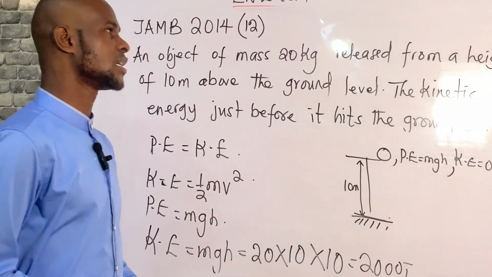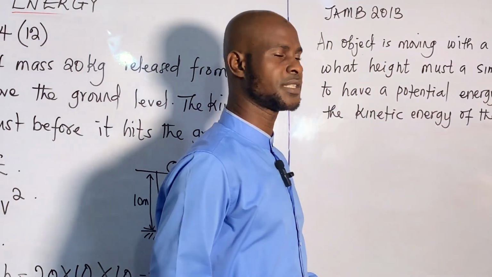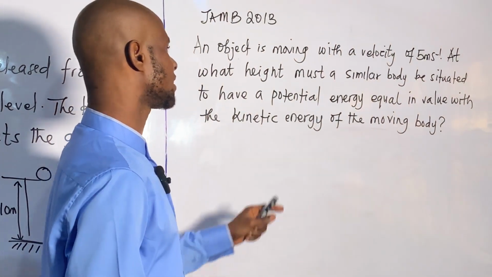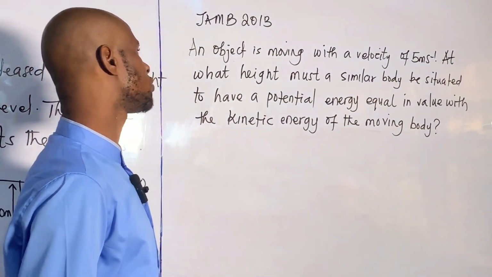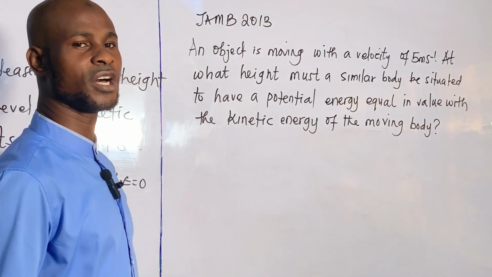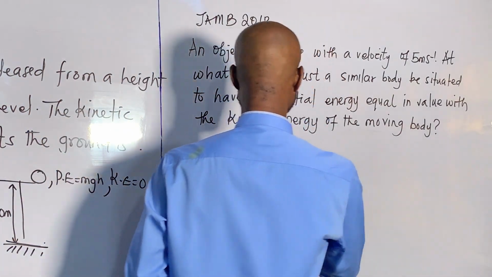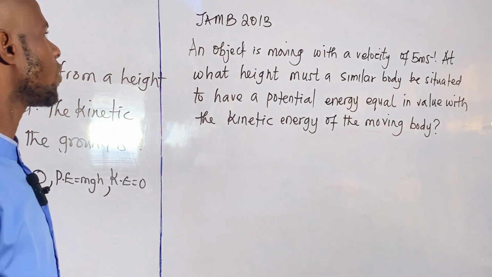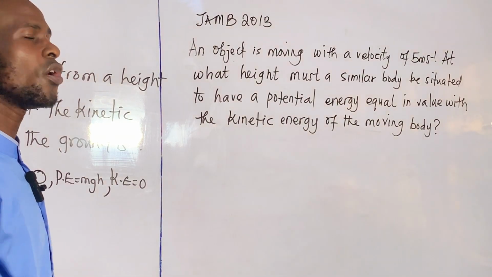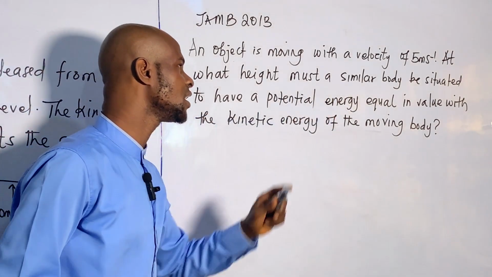Let's look at JAMB 2013. An object is moving with a velocity of 5 meters per second. At what height must a similar body be situated to have a potential energy equal in value with the kinetic energy of the moving object? So here is very simple. In the question, it is being said that at what height, which means we are looking for height, of a similar body be situated to have a potential energy equal in value.